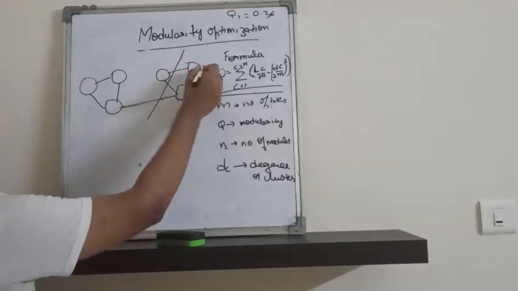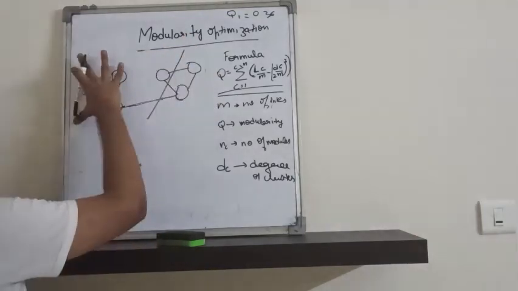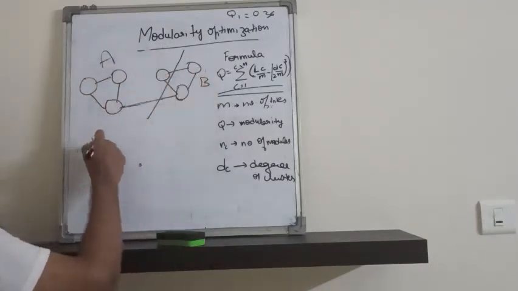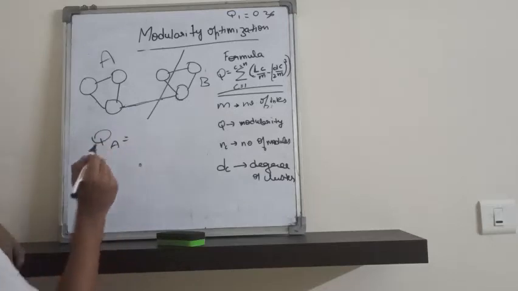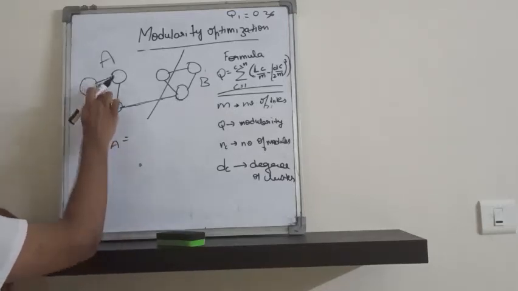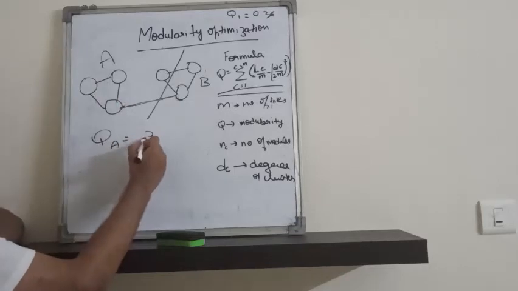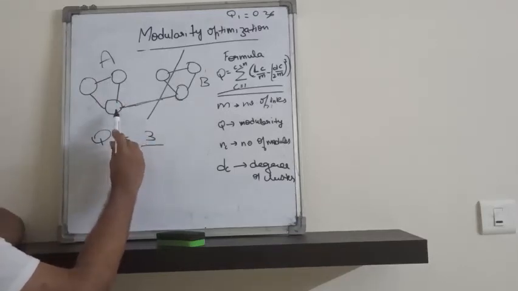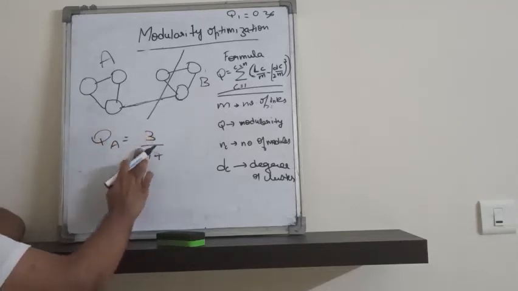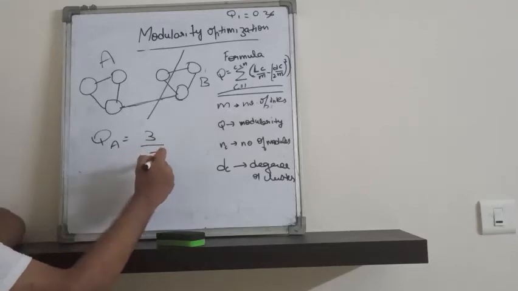So this will be our part A. This will be one of the modules, and this will be another module. So I'm taking this as part. This is A and this is B. So first let us find out QA. QA is equal to, what is LC here? Number of links. 1, 2 and 3. Okay, 3 links divided by what is our m? m is the same, it is 7.